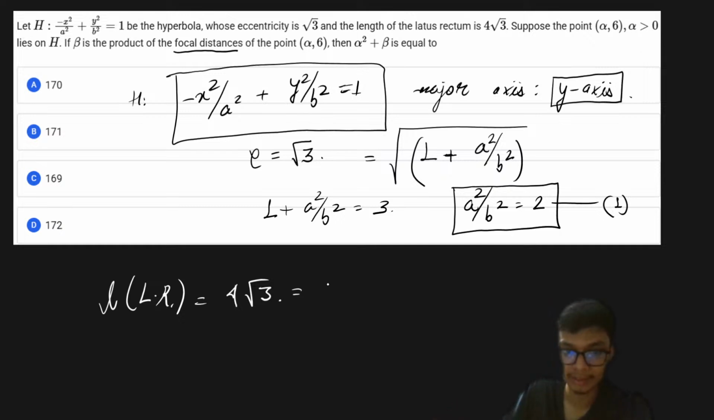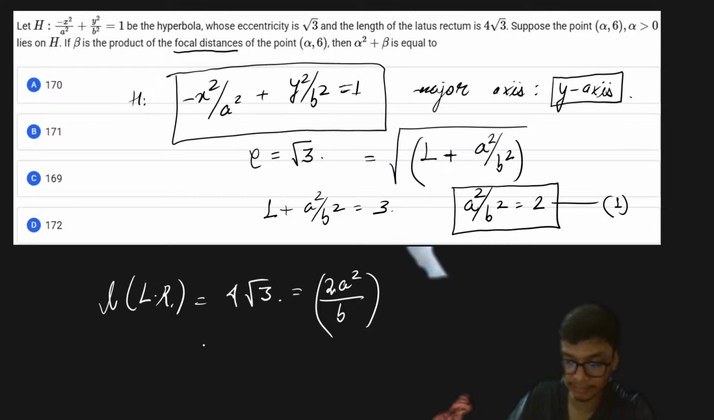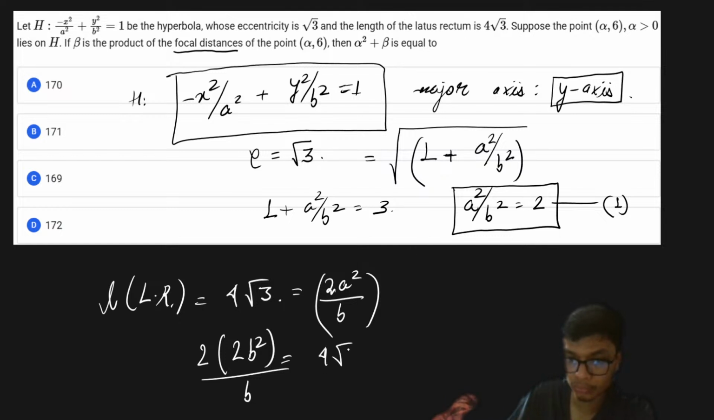So for this particular case, I will have the latus rectum as 2 times a square by b, right? So from this, I have one more equation in a and b. If I put the value of a square equal to 2 times b square, I get 2 times 2 b square divided by b is going to be equal to 4 square root of 3.